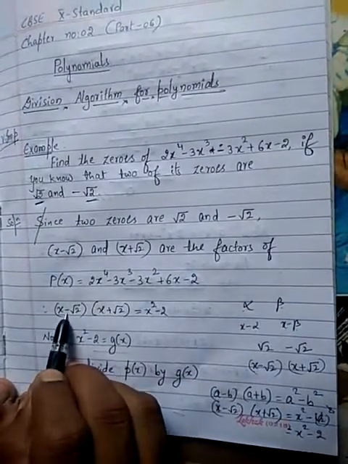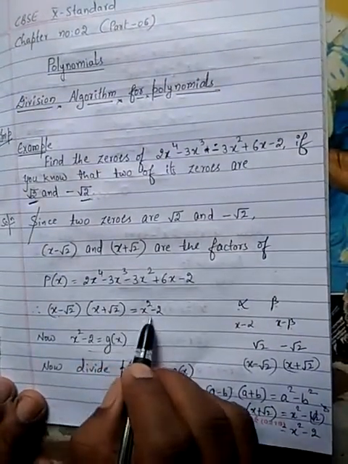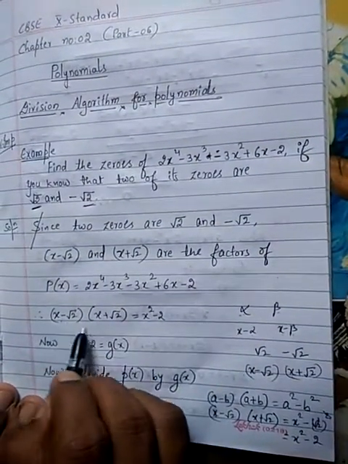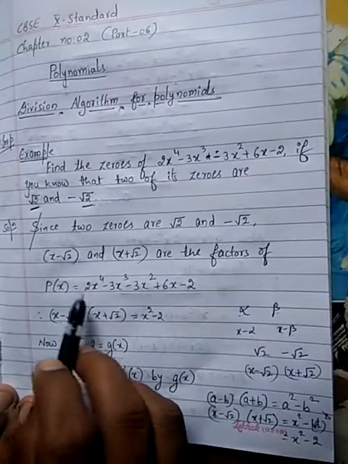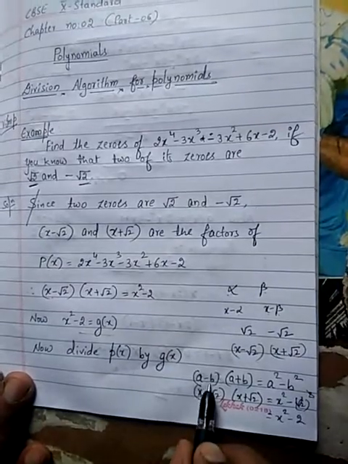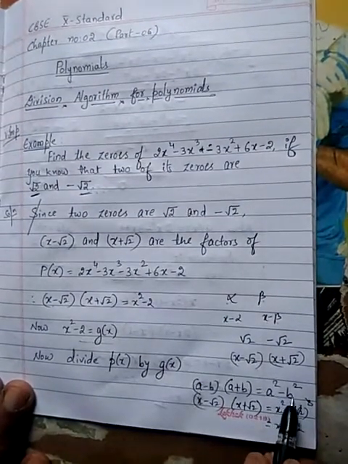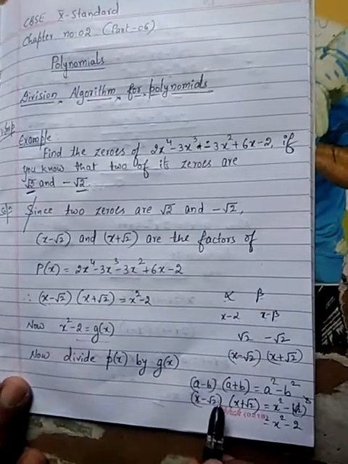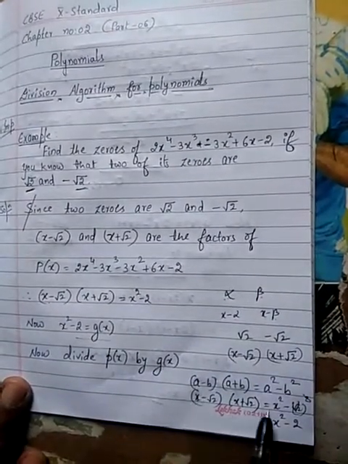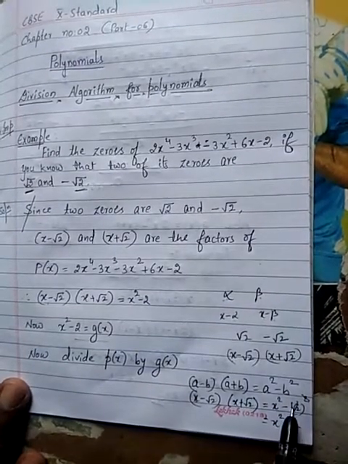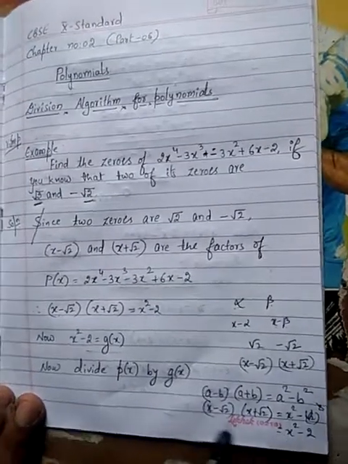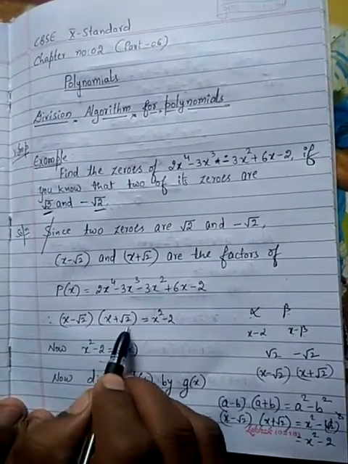Therefore x minus root 2 into x plus root 2 is equal to x square minus 2, and this is a factor of p(x). How do you get this x square minus 2? Because (a minus b)(a plus b) is equal to a square minus b square. This is the identity, very important. So here x square minus root 2 square, the root and square cancel, giving x square minus 2, which can be written as x minus root 2 into x plus root 2.